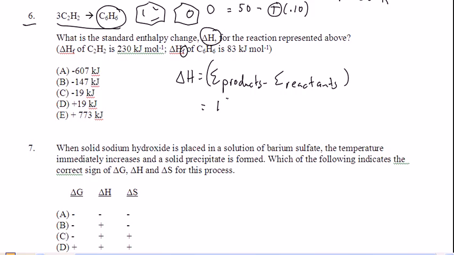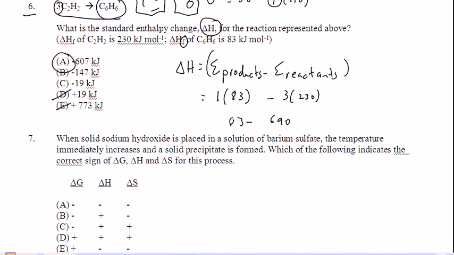So, I have one product that has an enthalpy of formation of 83. And I have 3 reactants, all 3 having an enthalpy of formation of 230. After I do the math on this, I end up with a negative 607 kilojoules per mole. A good logic here is to notice that you're going to have 83 minus 690. Immediately, that's not going to be positive, so you're reducing it down to 3. If you're crunched for time, that's a good method to use.